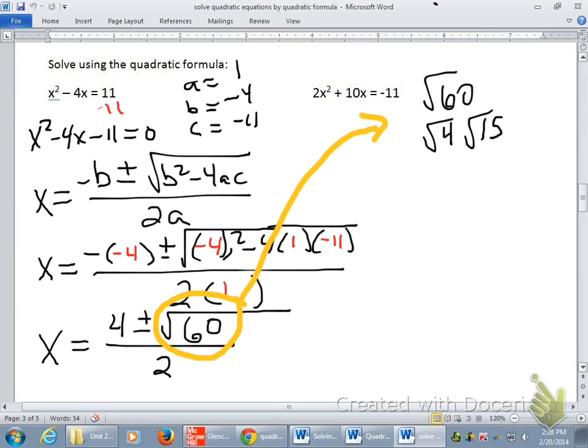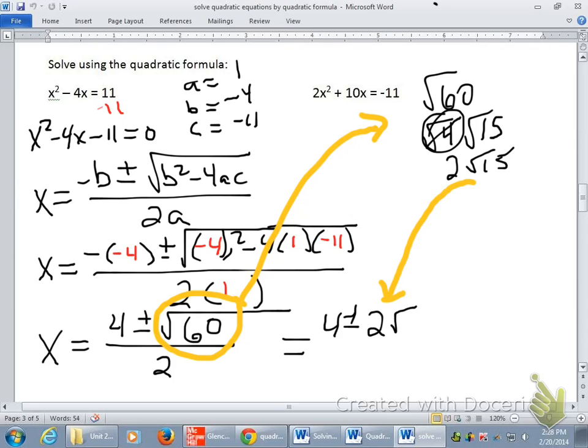4 and 15 will definitely give you 60, and I like that because the square root of 4 is really 2. So I need to take this and plug it back in. So that's going to give me 4 plus or minus 2 square root 15, all divided by 2.